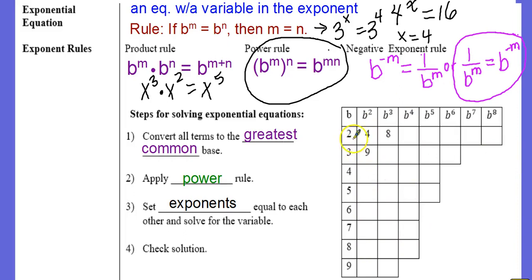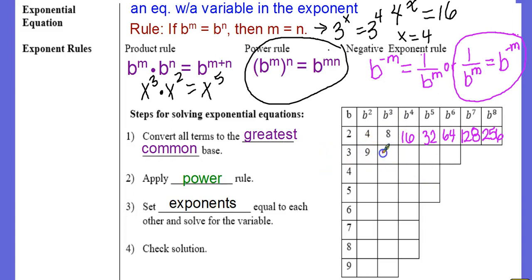Let's do the 2's. So 2 to the 4th, 16. 2 to the 5th is 32. Keep up. 2 to the 6th is 64. 128. And 256. So those are your powers of 2. Probably we would be good to know all of them. So they're all there.